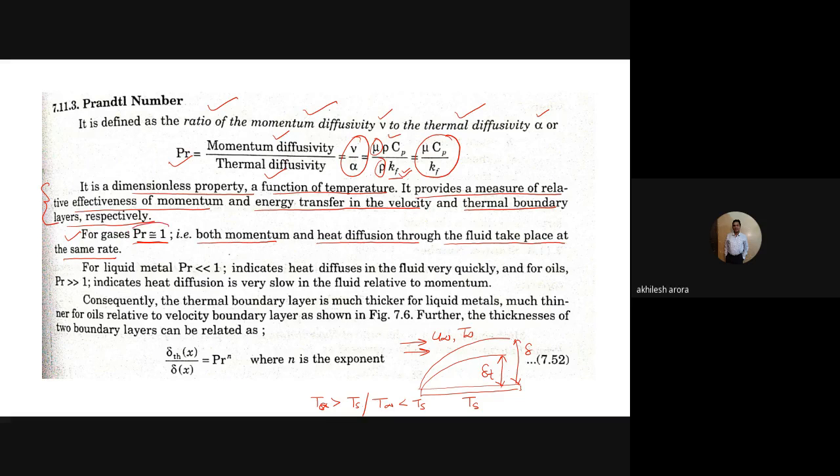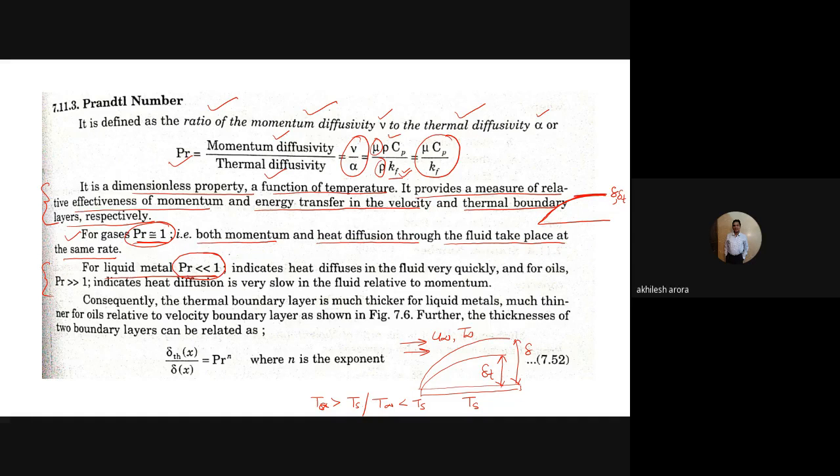When this is the condition, if you draw the velocity boundary layer and thermal boundary layer, they will be overlapping each other. If this is the thickness delta, then delta T is also on the same line. So it is either delta or delta T, both. Now the second case: if we have liquid metals, the value of the Prandtl number will be very, very small in comparison to 1.